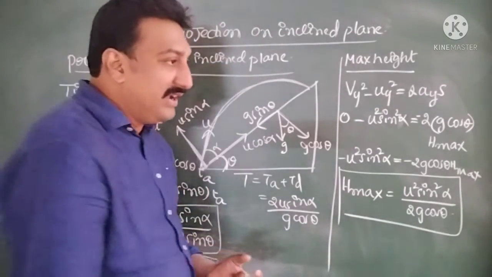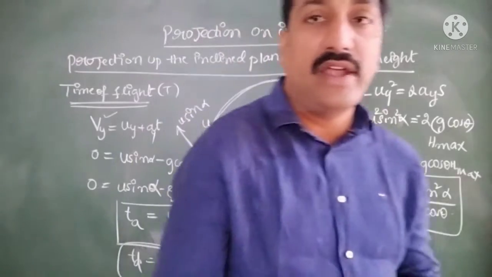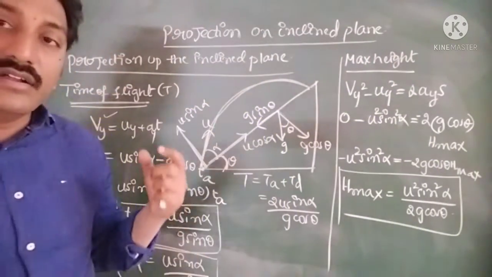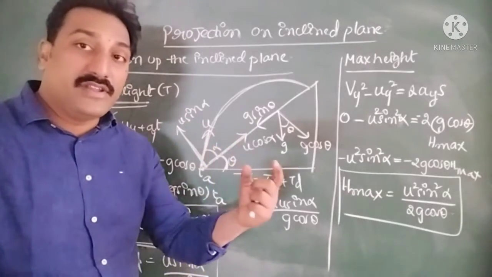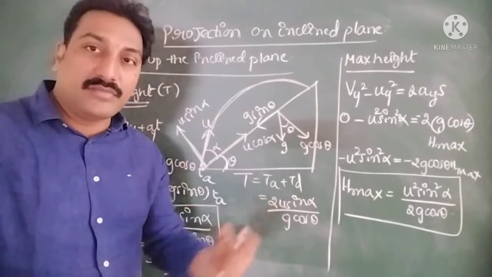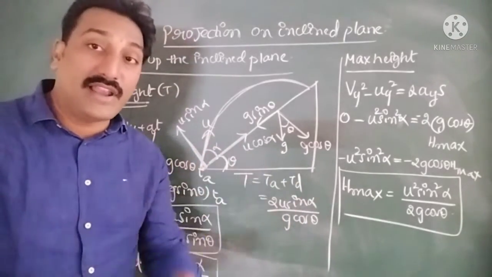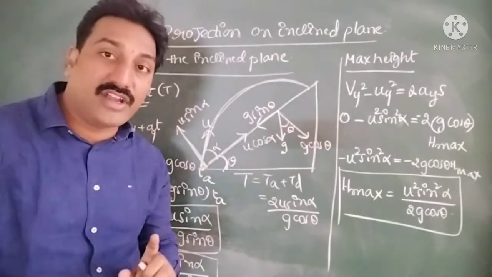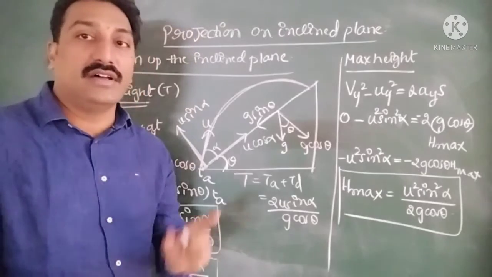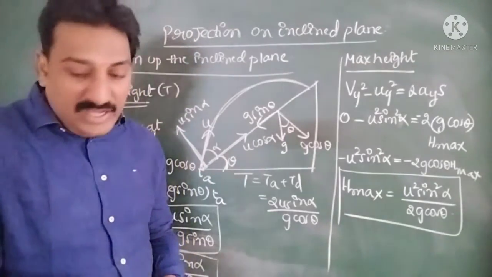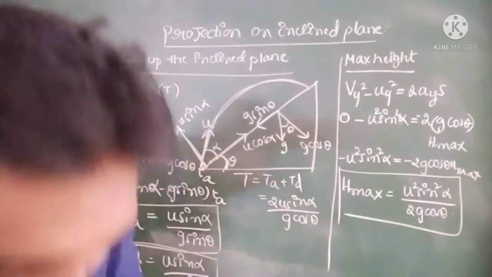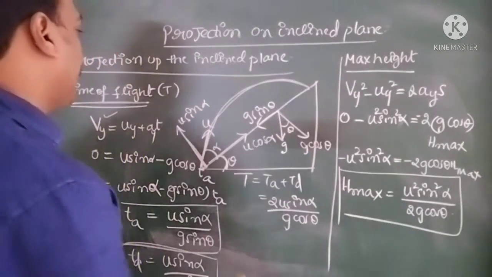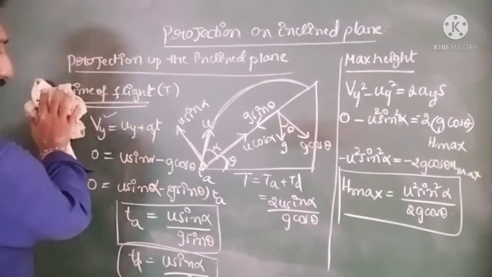So till now what all did we get? We got the expression for the time of flight. How did we calculate it? First of all we calculated the time of ascent, and we know the time of ascent and time of descent are both the same, so from that we get the time of flight. After that, next we calculated the maximum height. And next, we need to find the expression for the range.